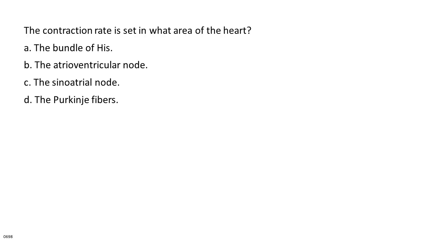The contraction rate is set in what area of the heart? A. The bundle of His. B. The atrioventricular node. C. The sinoatrial node. D. The Purkinje fibers.